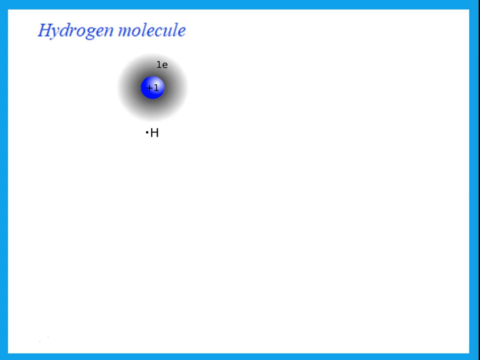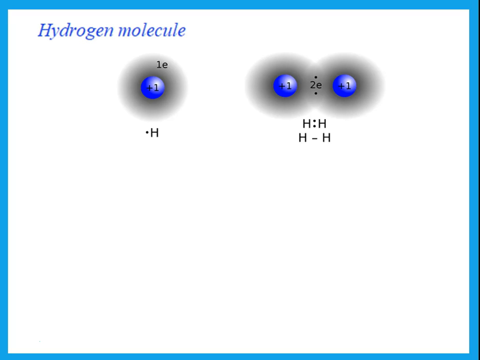And we said the first shell is full if it has how many electrons? The first shell is full if it has 2 electrons. So actually hydrogen is the only atom that needs only one more electron in order to have a total of 2 electrons in that outermost shell, a full outer shell. That means I need 2 hydrogen atoms. Each of them has 1 electron, but if they share these electrons, the total of 2 electrons will belong to both of them. And that means each atom now has a full outer shell.